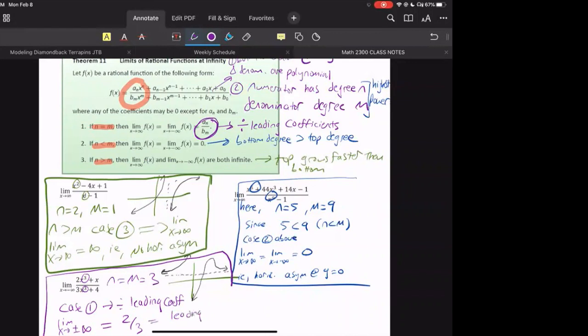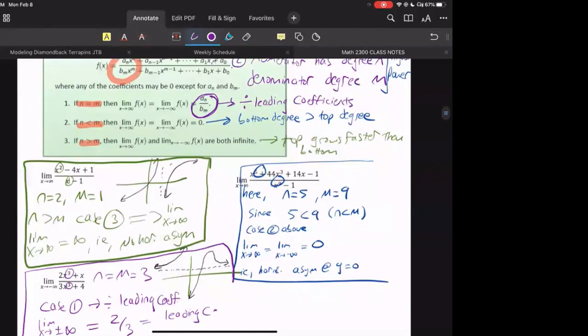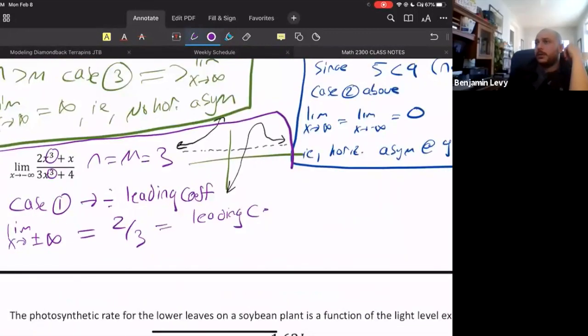Is there any way you can zoom into that problem and put it in the middle? Is that better? Yeah, I just couldn't see anything.